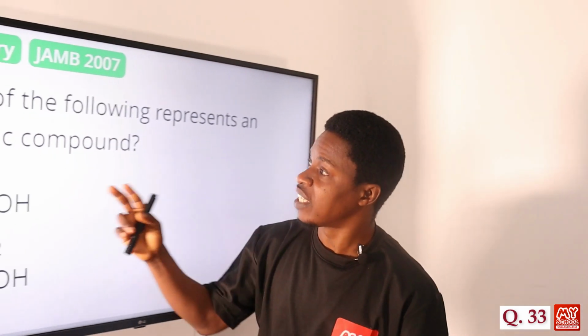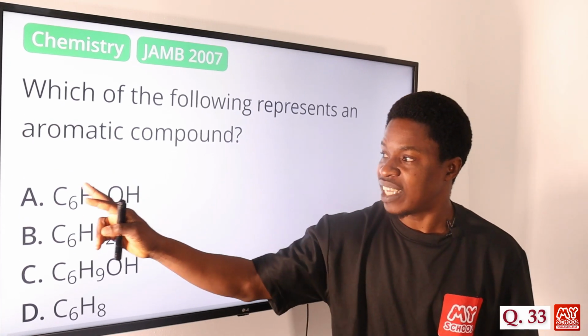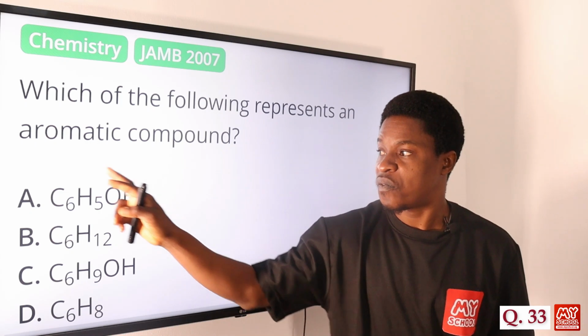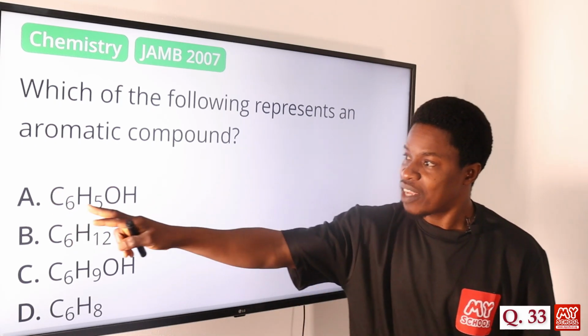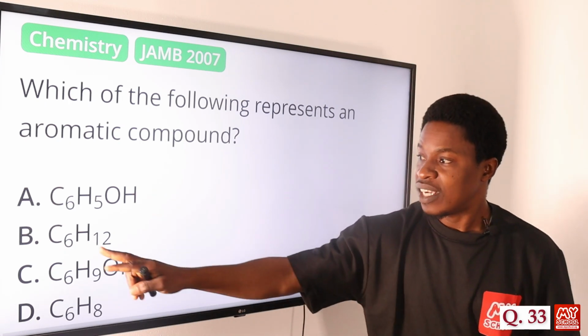So which of the following represents an aromatic compound? We have C6H5OH, okay? This is phenol. That's the old name you can call it. This is a benzene, and then we have OH here. So this is an aromatic compound.